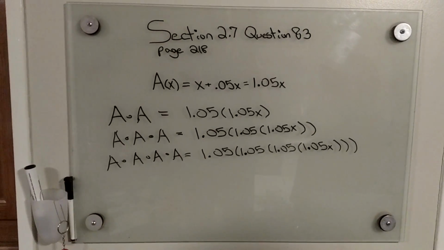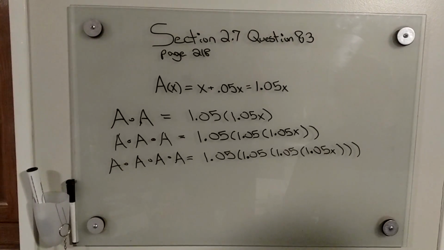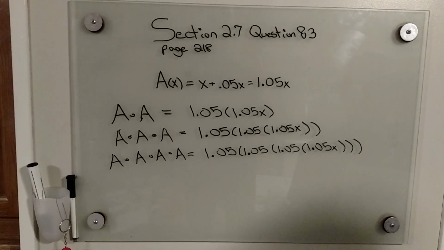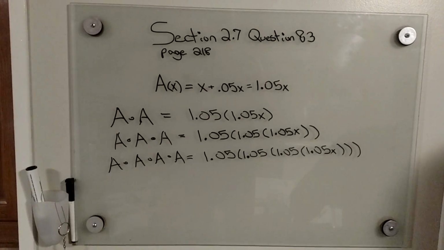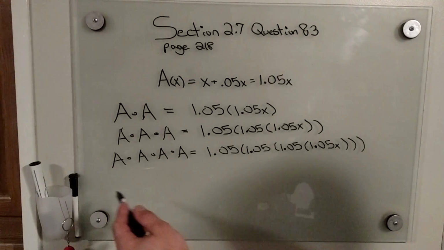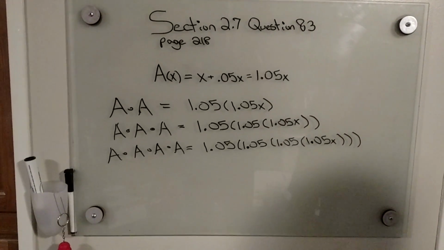And we actually see a pattern start to emerge here. What these compositions represent is multiple years of compounded interest. So what we have here is 4 years of compounded interest on the original principal value.